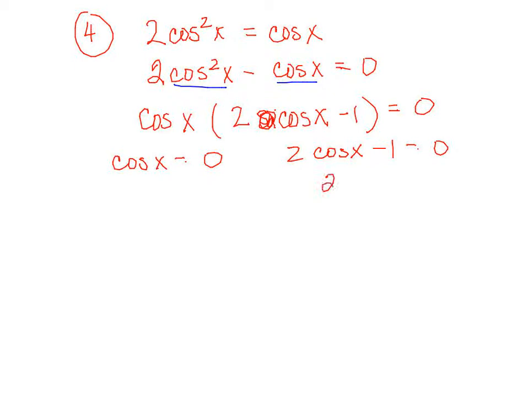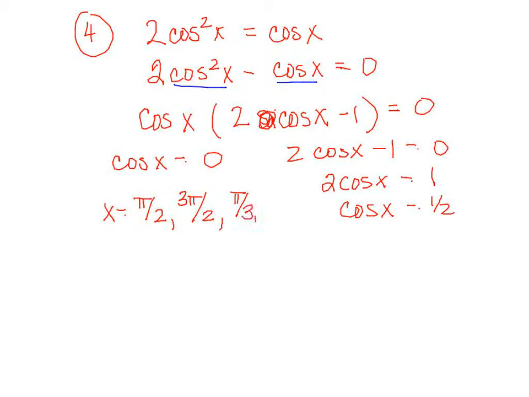This one we're going to move the 1 over, divide by 2, and we're thinking about where cosine equals 1/2. So where is cosine equal to 0? That occurs at pi over 2 and 3 pi over 2. Where does cosine equal positive 1/2? At pi over 3 and 5 pi over 3.